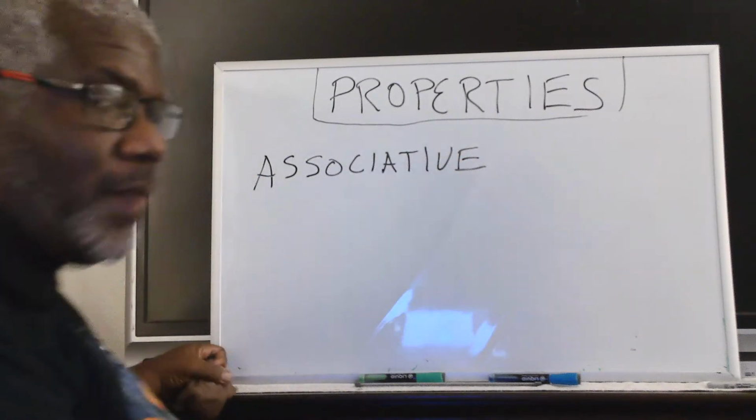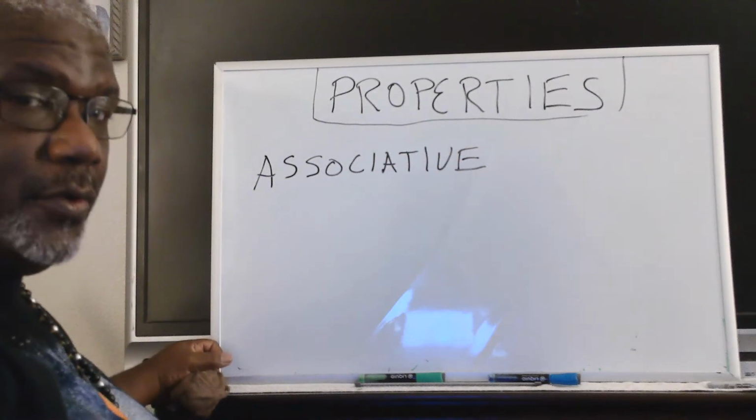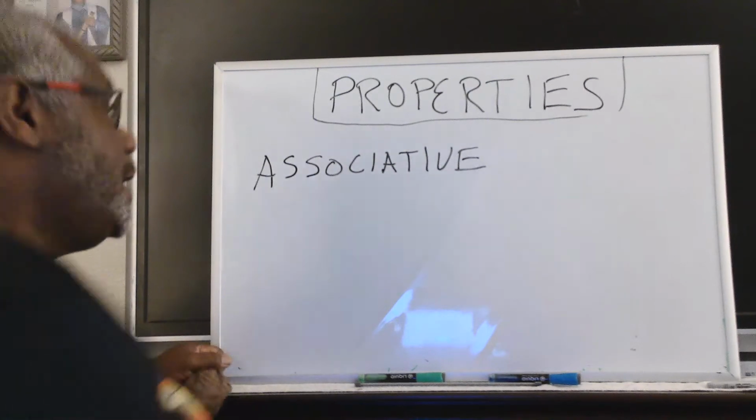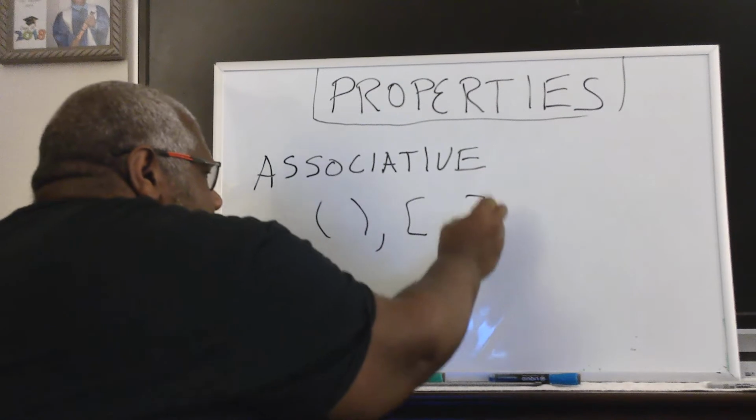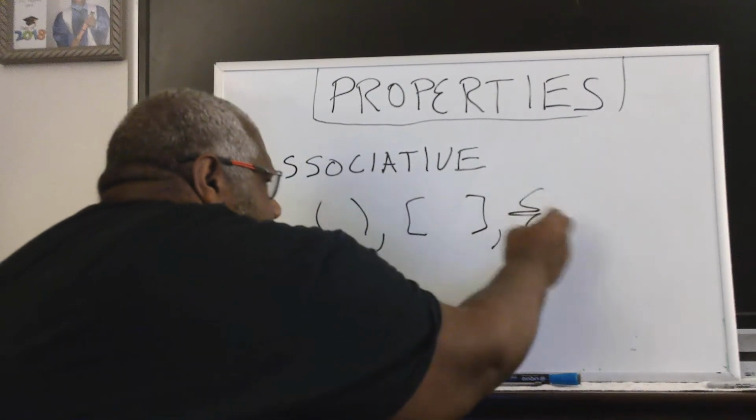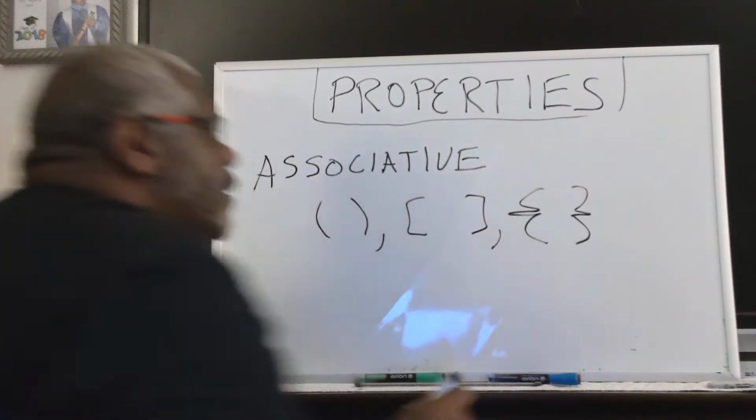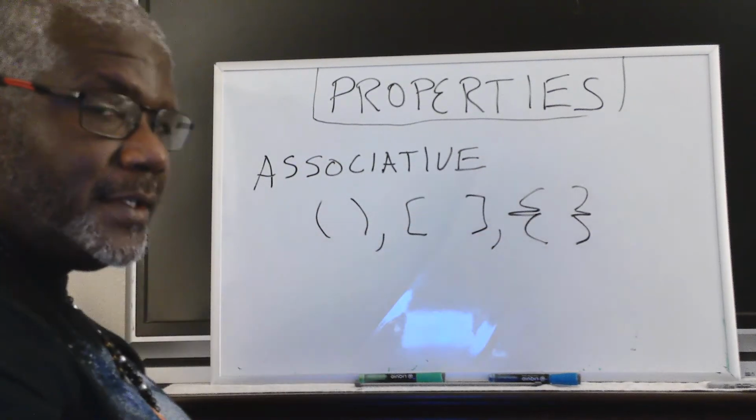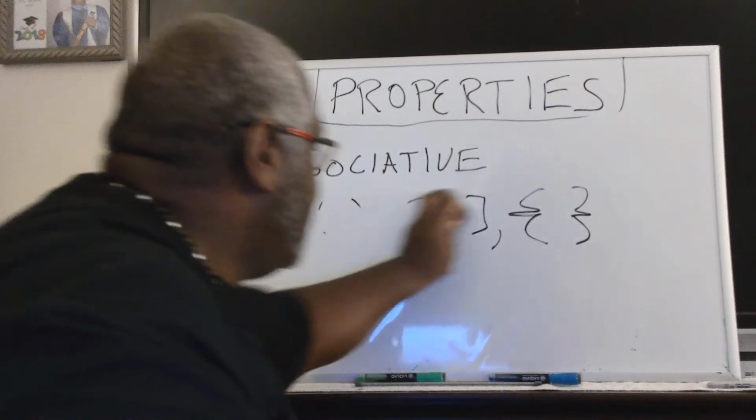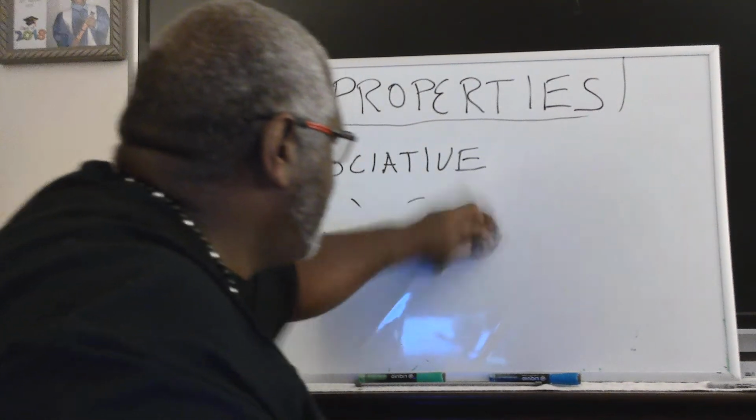The associative property. Now, do you remember what an enclosure is? An enclosure: parentheses, braces, brackets. Those usually have numbers or variables inside of them. Okay? How does that come into play with the associative property?